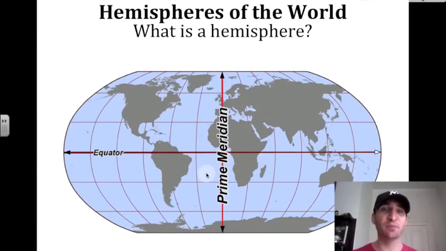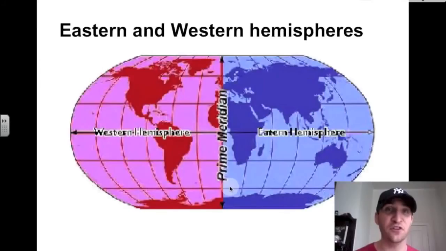Let's now explore how cartographers, map makers who study the science of map making, divide up the world. They divide up the world into hemispheres. What is a hemisphere? Hemis in Greek literally means half of a sphere. The prime meridian at 0 degrees and the equator at 0 degrees are two dividing lines that divide up our world. Let's first look at the eastern and western hemispheres, which are divided by the prime meridian.